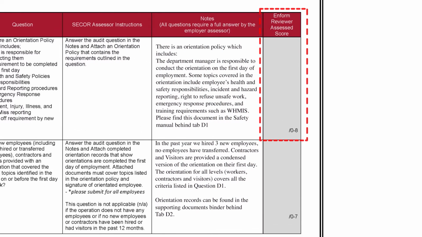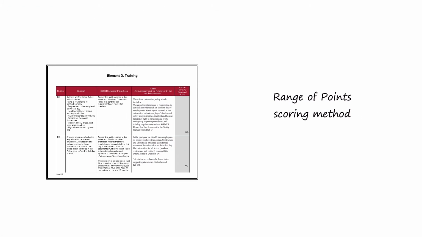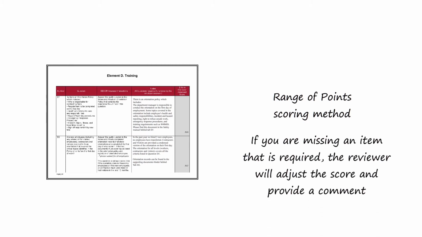At the end of the row is the scoring column, which tells us that up to 8 points are available for this question. The Enform reviewer will read your note, access any documents you submitted, check to see if all 8 points outlined in the question exist in your policy, and award a score accordingly. This question uses the range of points scoring method. If you are missing an item that is required, the reviewer will adjust the score and provide a comment when they deliver the audit results.